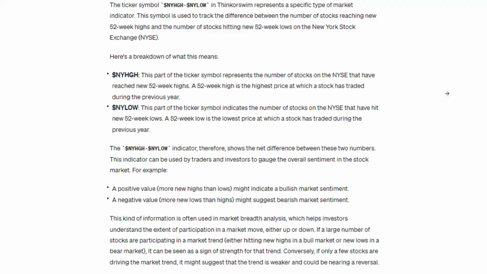And this kind of info is often used in market breadth analysis, which helps investors understand the extent of participation in a market move, whether it's up or down. So if a large number of stocks are participating in a market trend, right, it can be seen as a sign of strength for that trend. Now, conversely, if only a few stocks are driving the market trend, it might suggest that the trend is weaker and could be nearing a reversal. So this is much more of how the traditional person uses it.